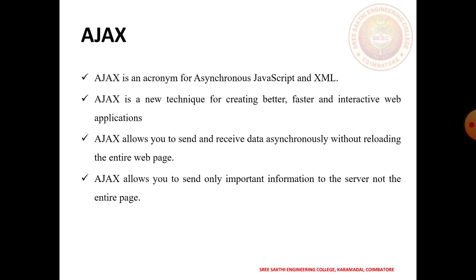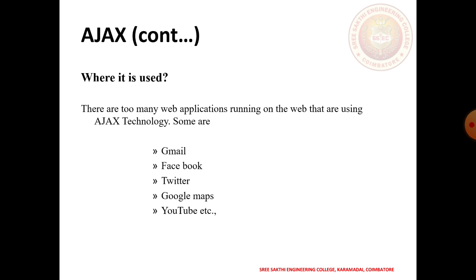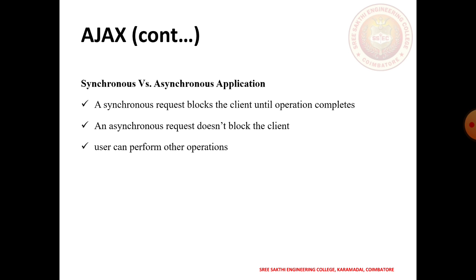So Ajax allows you to send and receive data asynchronously without reloading the entire web page. It sends only the important information to the server, not the entire page. Where can Ajax be used in day-to-day life? Many web applications running on the web use Ajax technology. Some of them are listed here: Gmail, Facebook, Twitter, Google Maps, YouTube, and so on.